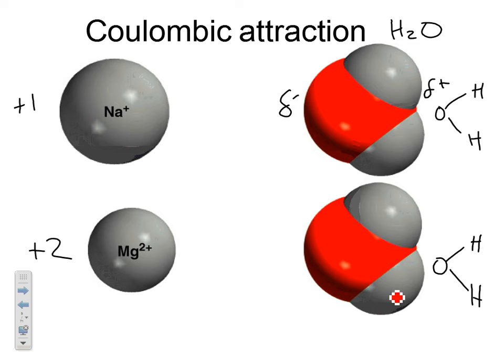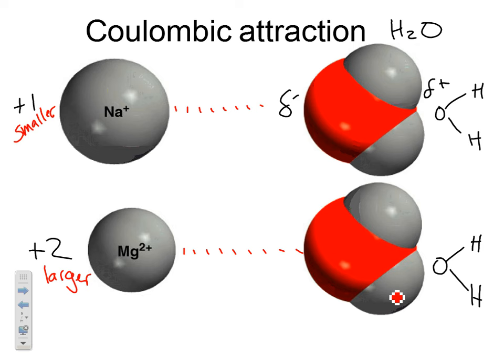Because the sodium has a smaller charge, while there definitely is an interaction between the sodium and the water, it is going to be a weaker interaction than that between the magnesium and the water. The magnesium will have a stronger ion-dipole force with water.